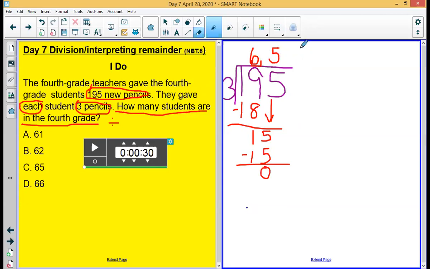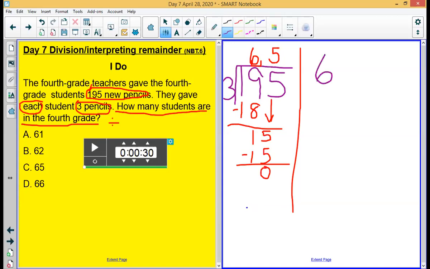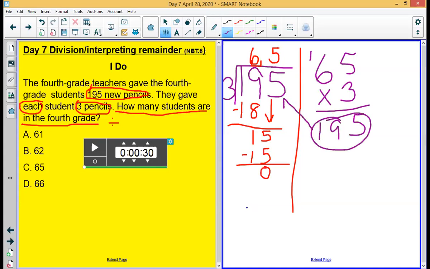Now, if we wanted to check our work, we know that the opposite of division is multiplication. So I would take my quotient 65 and I would multiply it by 3 to check my work. 3 times 5 is 15. Put down my 5, put my plus 1 here. 3 times 6 is 18, plus 1 is 19. So I get 195 when I check my work, which was my dividend there. So my work is correct. So my answer to this problem is 65.